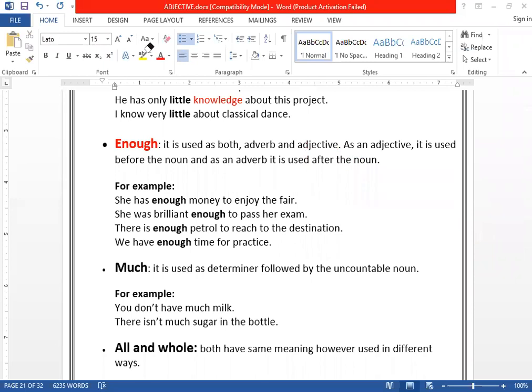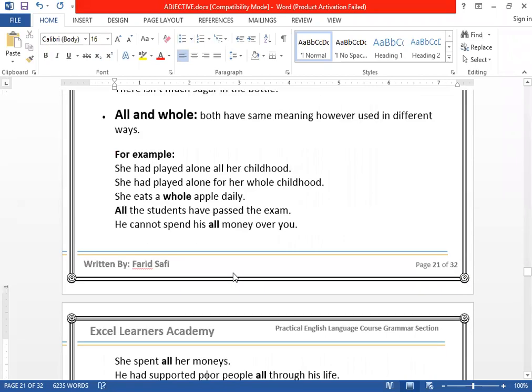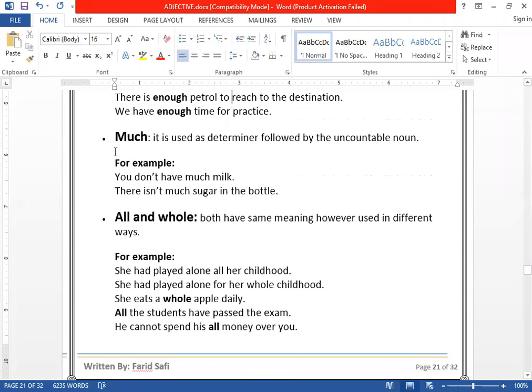Then we have much. Much again is a quantity adjective, used before uncountable nouns, not before countable. For example, you don't have much milk. Milk is an uncountable noun. Much is called a quantity adjective. Clear? Same way, there isn't much sugar. What is sugar? Uncountable noun. Much, quantity adjective.